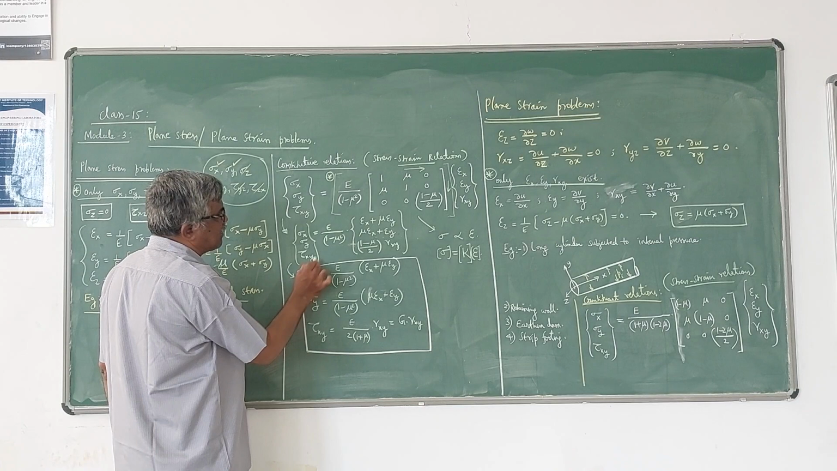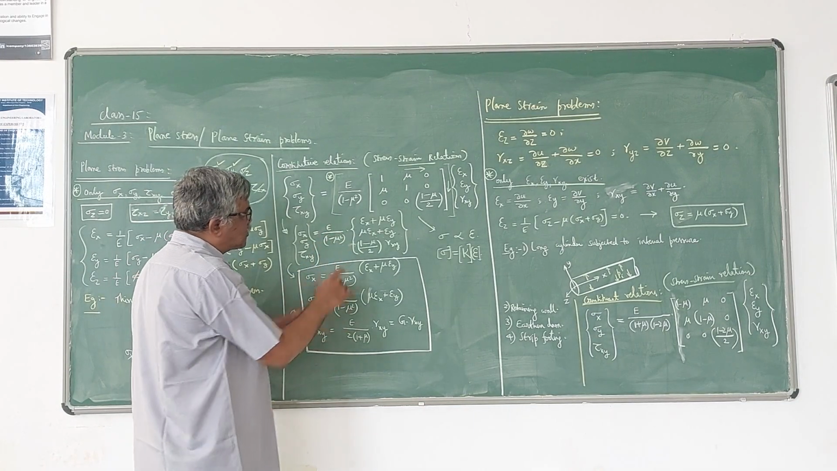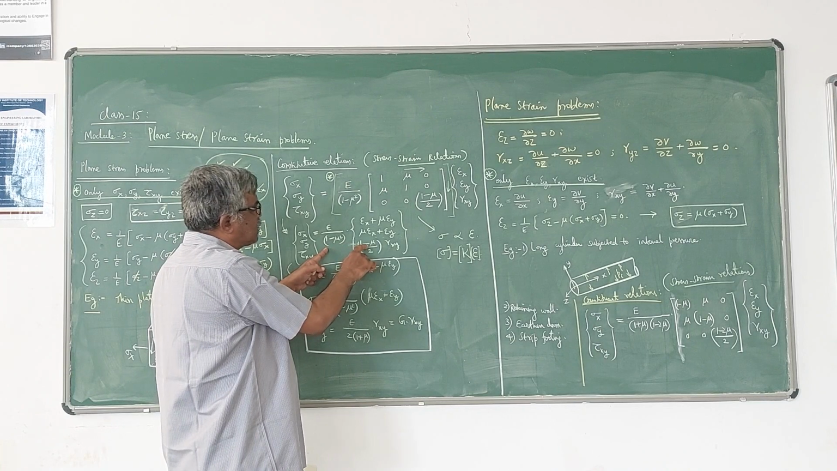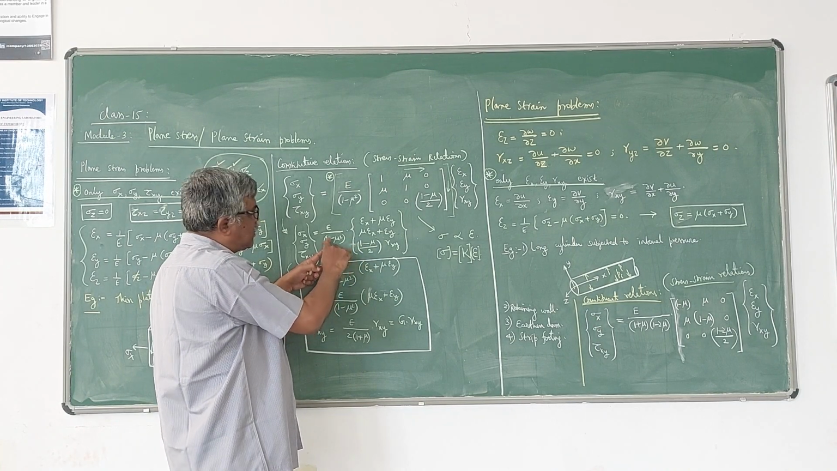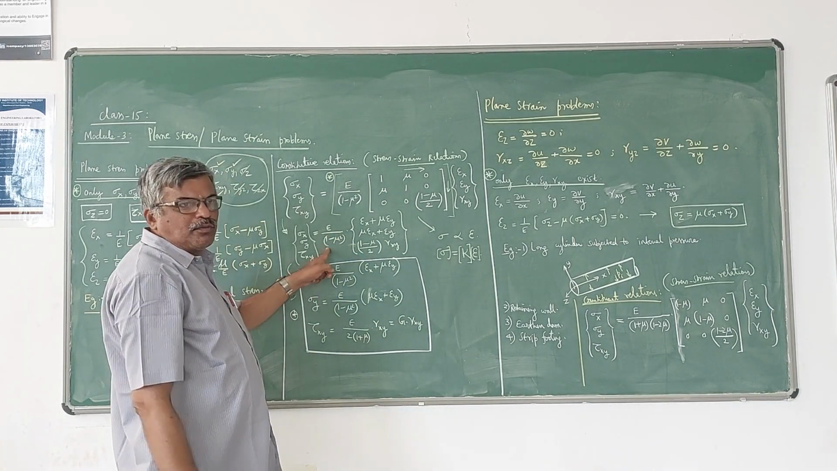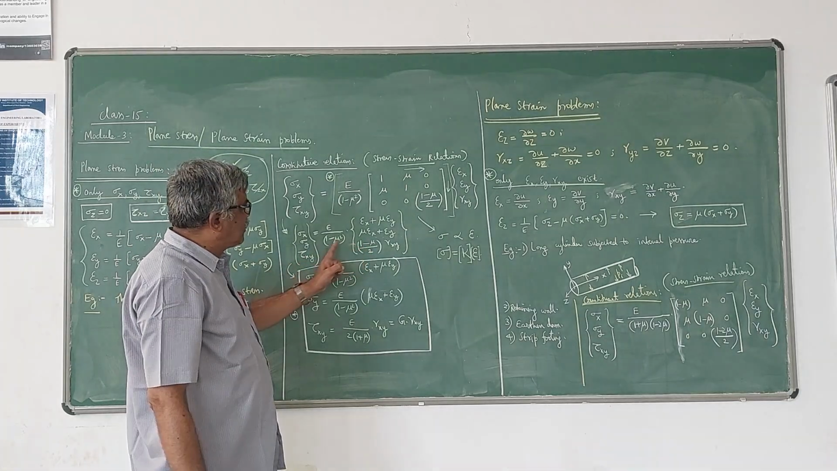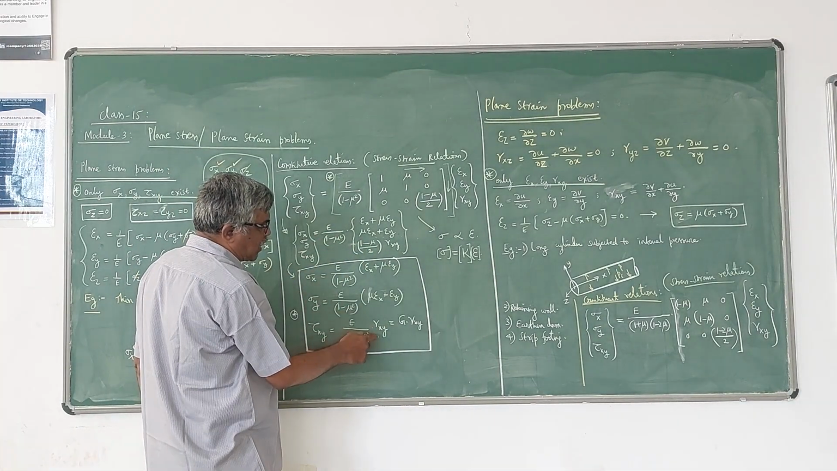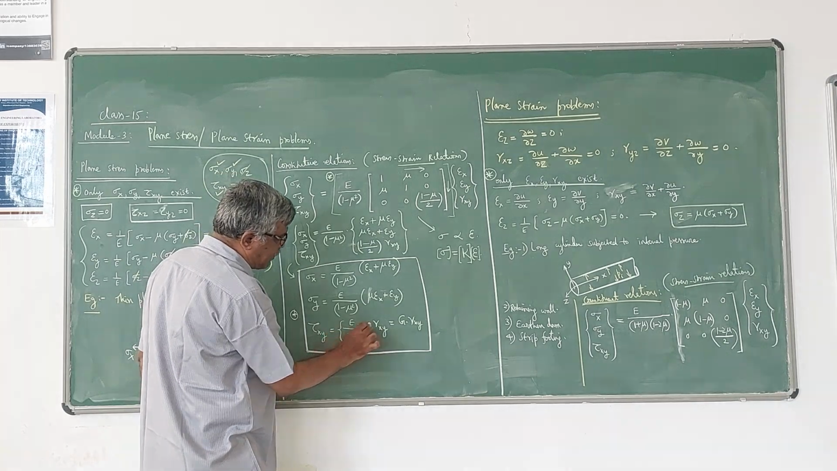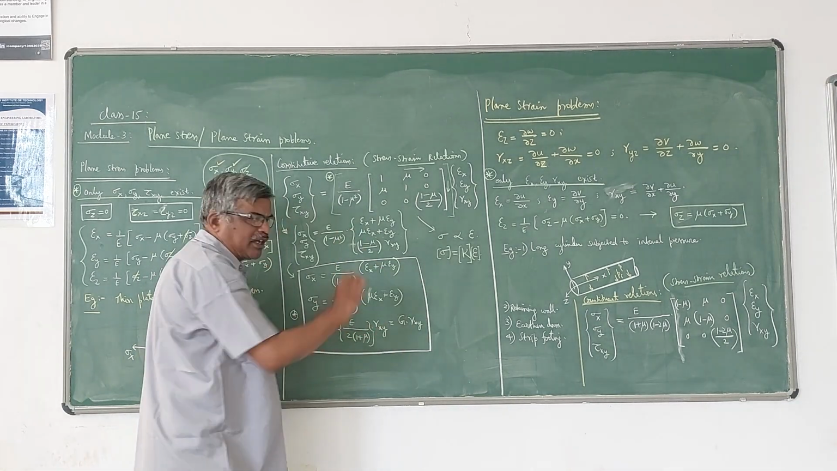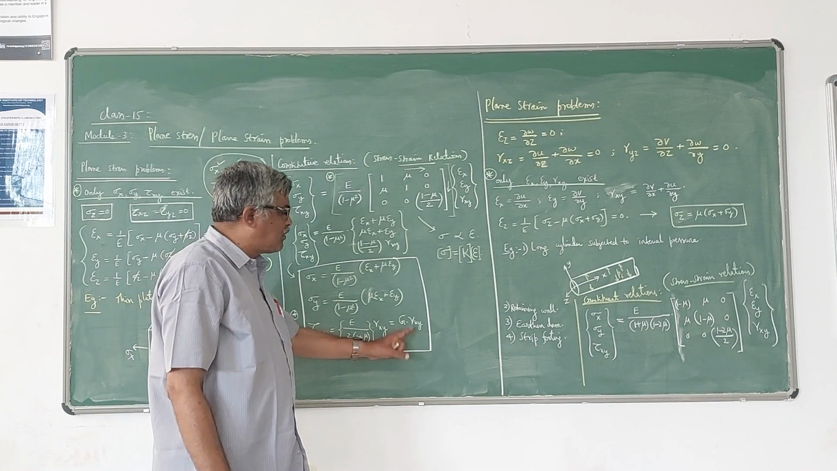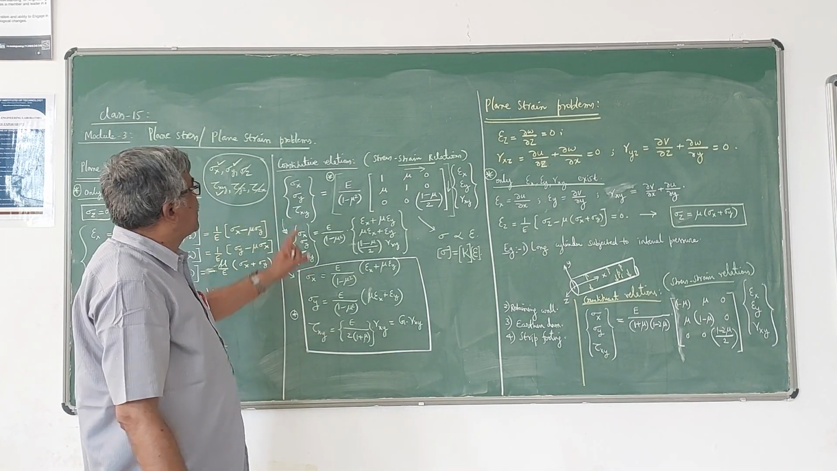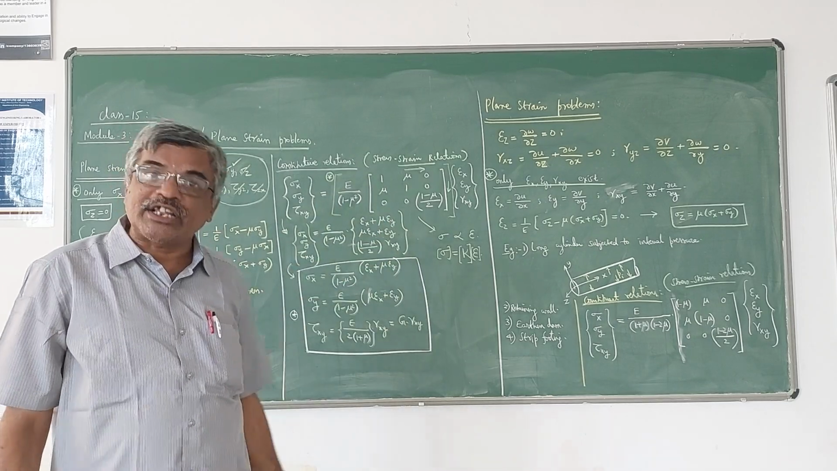So tau xy will be E divided by 1 minus mu square into 1 minus mu by 2. We can cancel this 1 minus mu with the 1 minus mu here. This 1 minus mu square can be written as 1 plus mu into 1 minus mu, so that 1 minus mu gets cancelled. It will be left with E divided by 2 into 1 plus mu into gamma xy. And we know that E divided by 2 into 1 plus mu is nothing but G, the rigidity modulus. So G into gamma xy. So these are the three constitutive relations in the case of a plane stress problem.